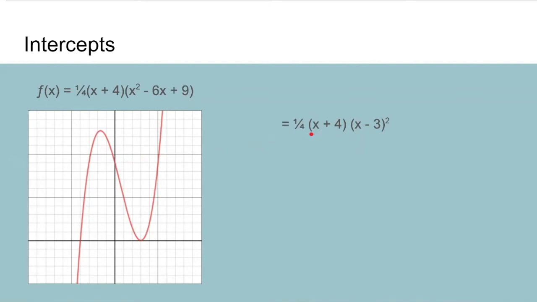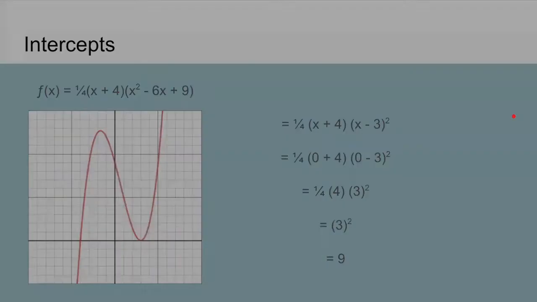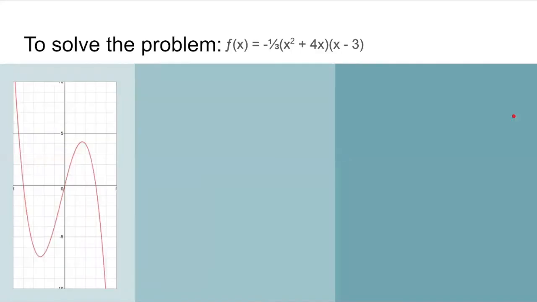So what we can just do is plug in 0 for the x value here, like so, and then we can simplify it out step by step, and we can see that here the 1/4 and the 4 cancel out nicely, just leaving the 3 squared, and that leaves us with 9. And we can see that right here, this point is (0, 9), which is our y-intercept. So now with all of this, we can try to solve some example problems.